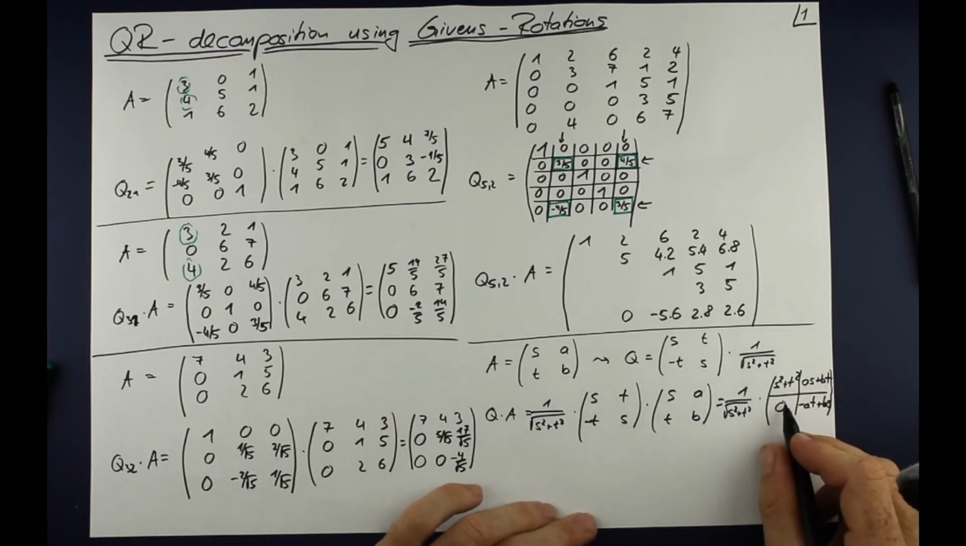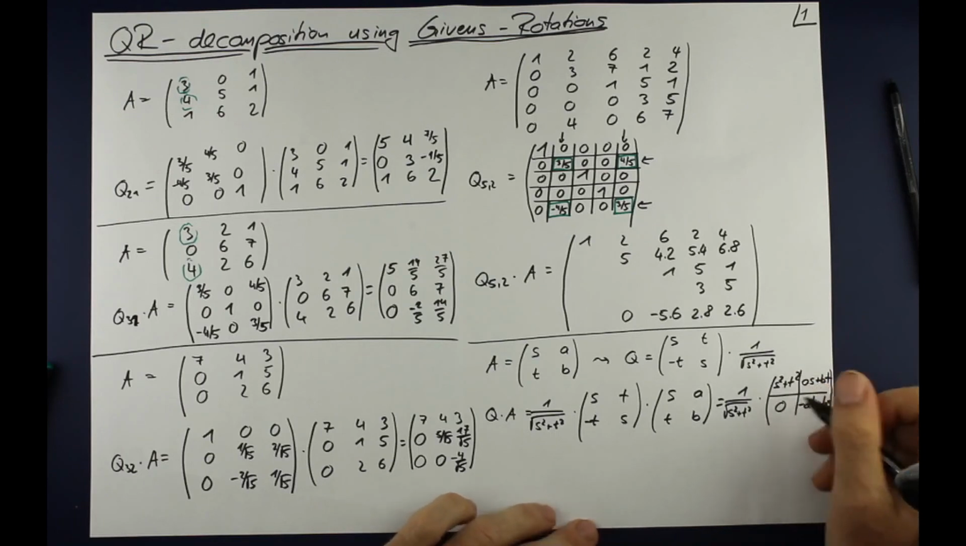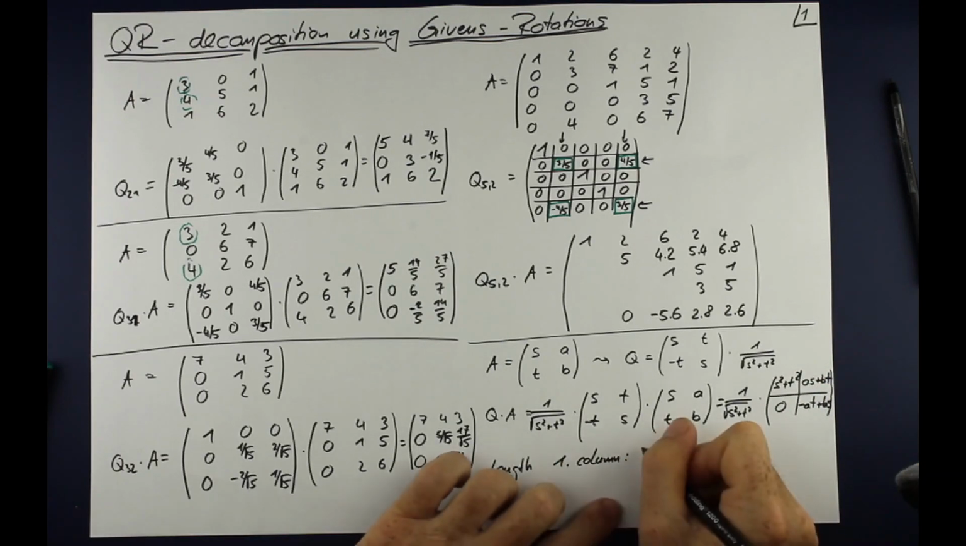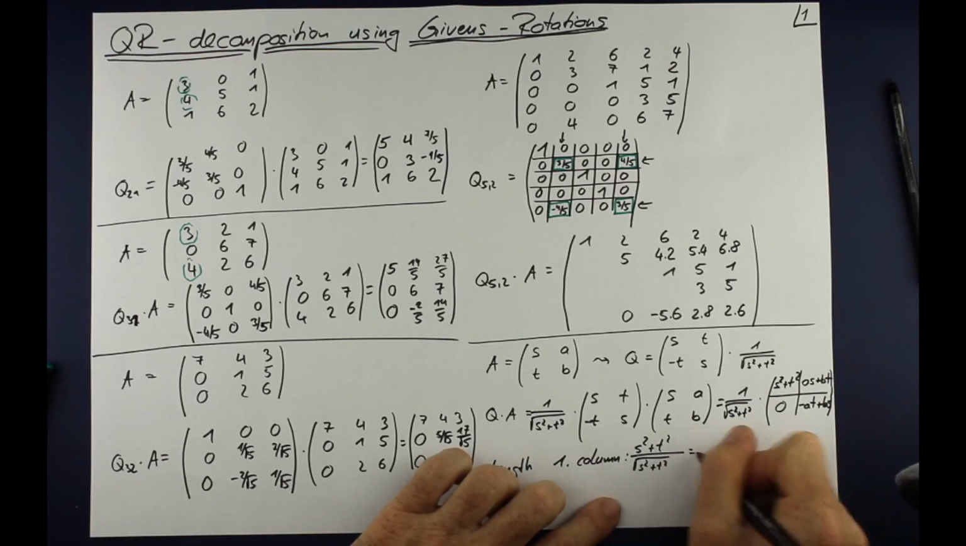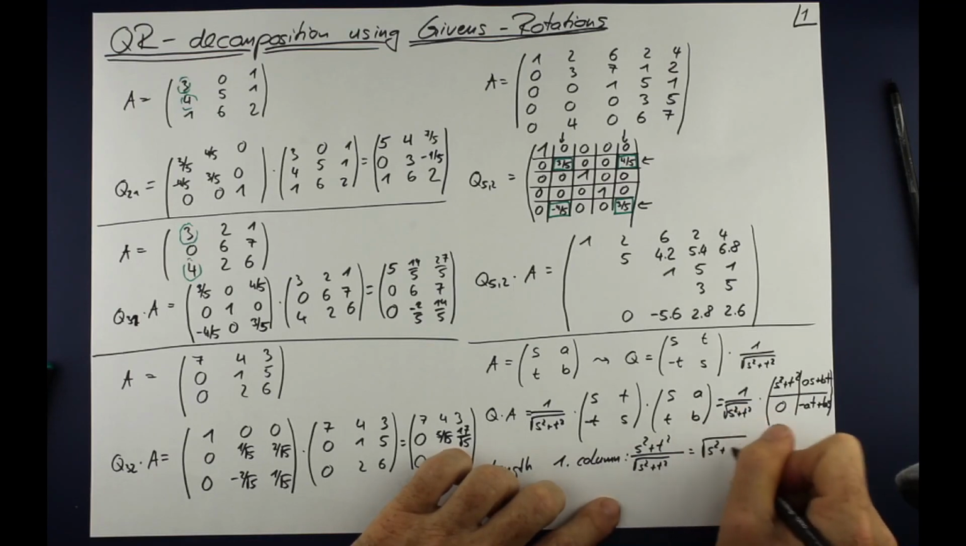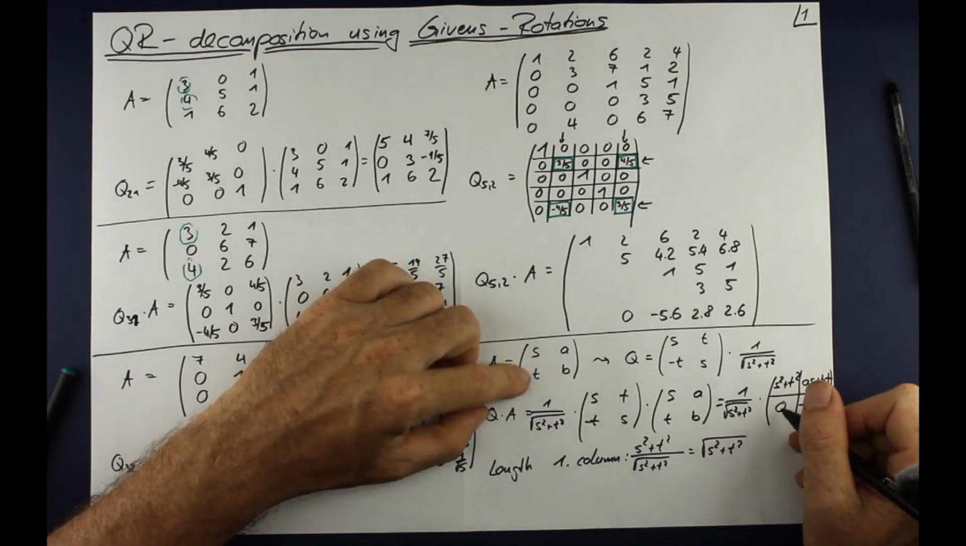And then we have AS plus BT, and we have minus AT plus BS. And what do we see? We see this 0, and on top of that we can study the length of that column. The length of that column is S squared plus T squared divided by square root S squared plus T squared, which is square root S squared plus T squared. So the length of that is exactly the length it was here.